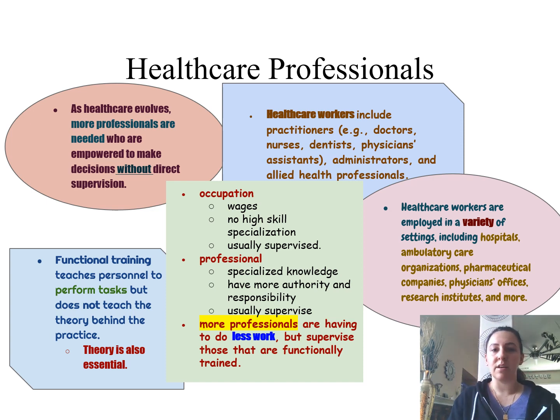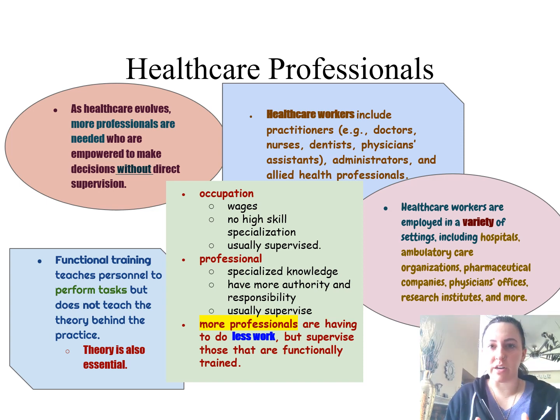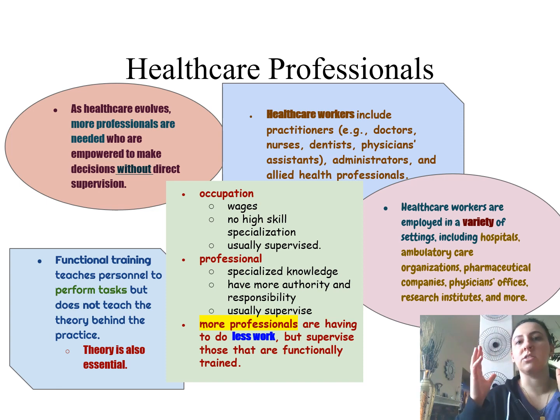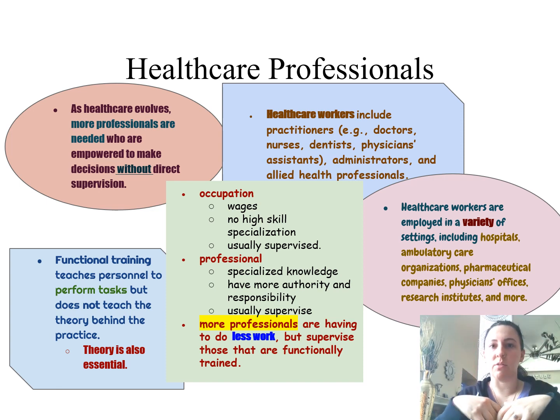It's a job, right? A professional, or someone who has a profession, is someone who has highly specialized knowledge in a particular area, right? This type of worker is going to have way more authority and responsibility in their job and their duties, and they're going to have so much more autonomy in how they carry themselves throughout the job and what they do.